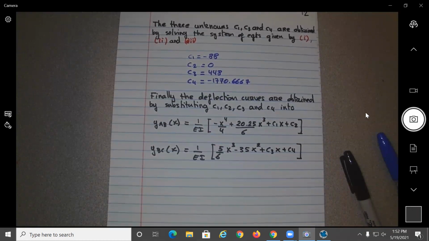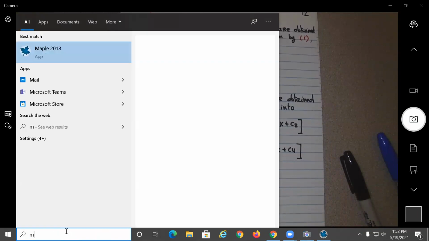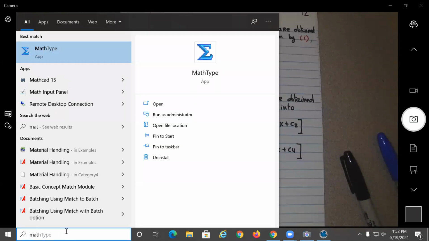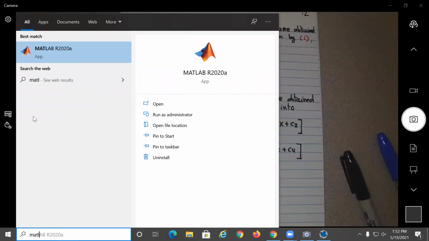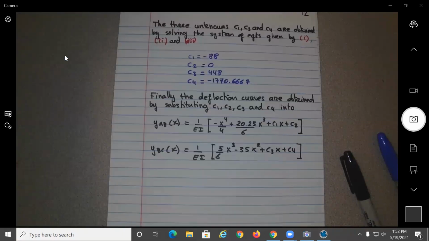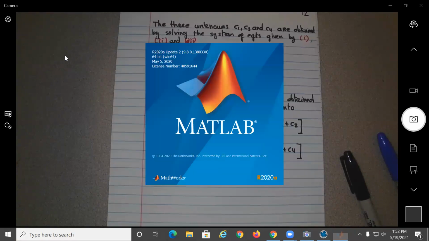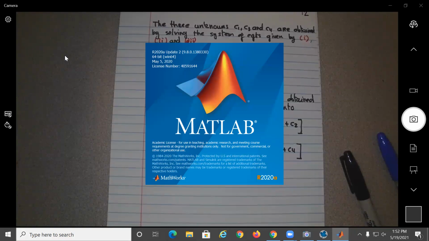Okay, so now let's say you need to plot this. What is the way I will do this? Probably you can do it in Maple, but for plotting I like MATLAB. So if I had to plot this, say on a homework, I will use a bunch of software that you have accessible.